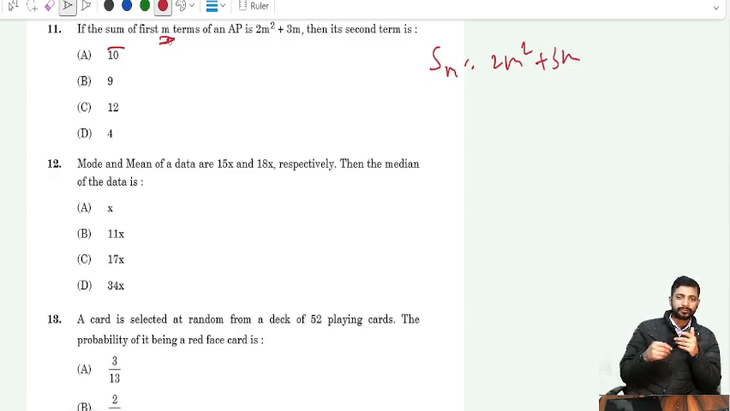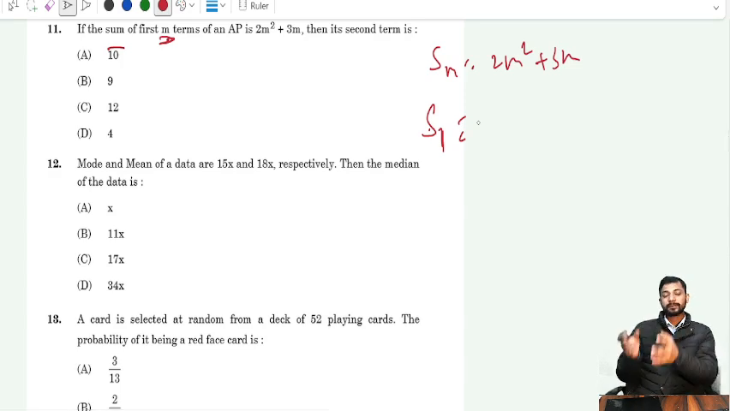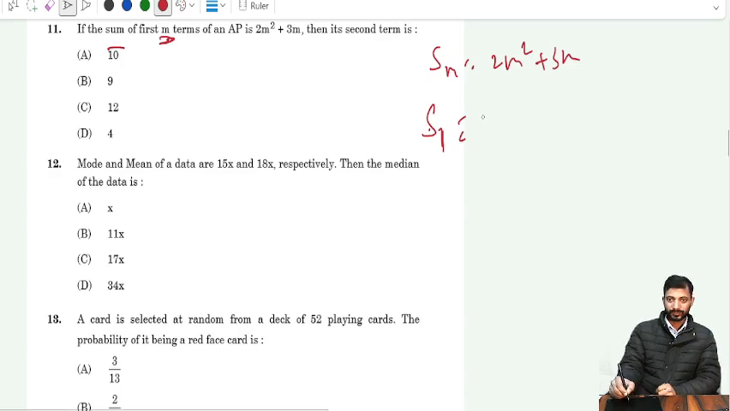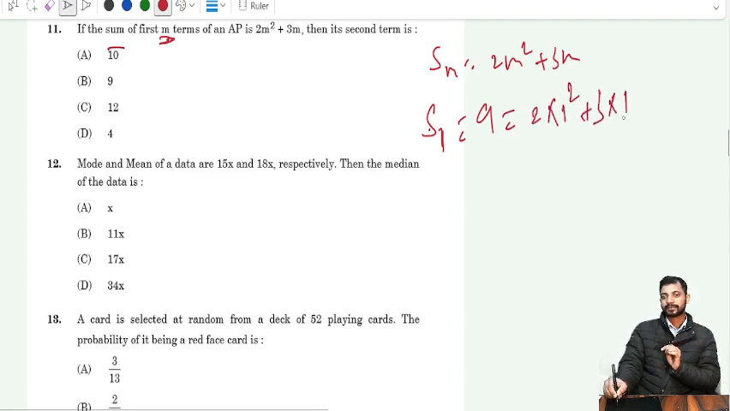So if we replace the value of m with 1, it means what? The value of m is 1 means the sum of the first term. The sum of the first term is itself the first term, because there are no other terms added to the first term. So S1 means A. Here replace the value m by 1. This gives you 2 into 1 square plus 3 into 1. If you solve this, 1 square is 1, 2 into 1 gives you 2, plus 3 into 1 is 3, this gives you 5. So the value of A is 5.